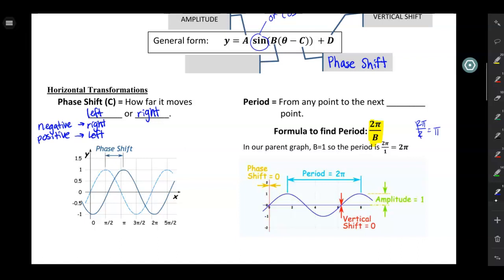Let's get on this definition of period. Period is from any point to the next corresponding point, and corresponding just kind of means matching.